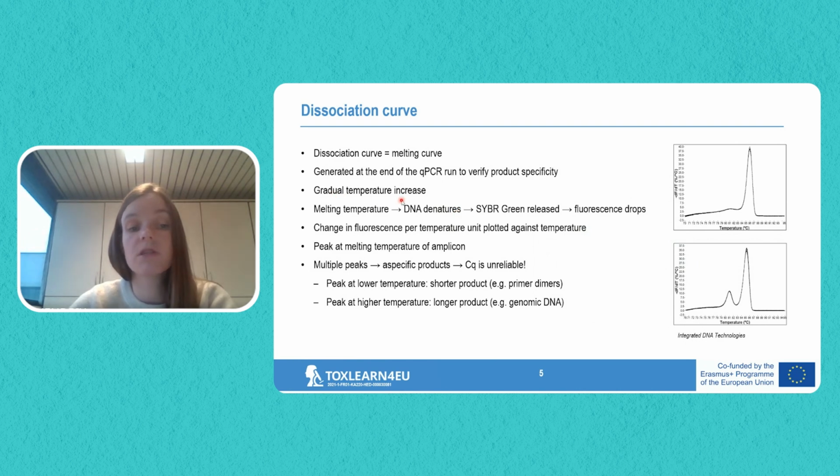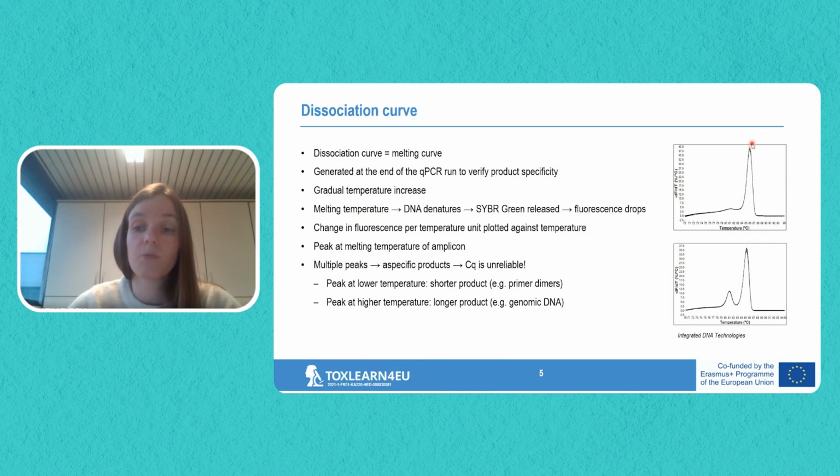Well, it will gradually increase its internal temperature. And what will happen is that when the melting temperature of the specific product of interest is reached, the DNA will denature. As a result, SYBR Green is released, and the fluorescence will significantly decrease. And this is what's plotted here on the so-called dissociation curve. So on the x-axis, we can see the increasing temperature. And on the y-axis, you can see the change in fluorescence per 1 degree increase in temperature.